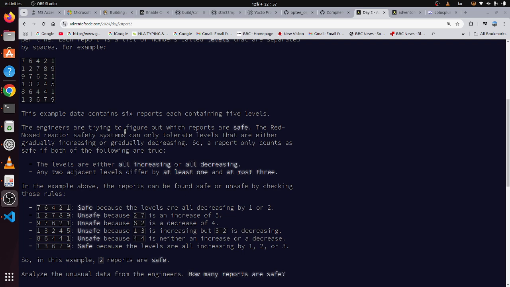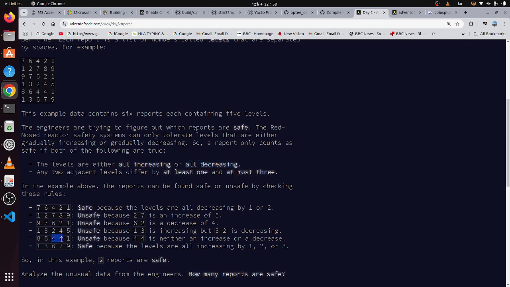The red-nose reactor safety systems can only tolerate levels that are either gradually increasing or gradually decreasing. So a report only counts as safe if both of the following are true. Therefore, a report will be safe if all the levels are increasing or all of them are decreasing, and any two adjacent levels differ by at least 1 and at most 3.